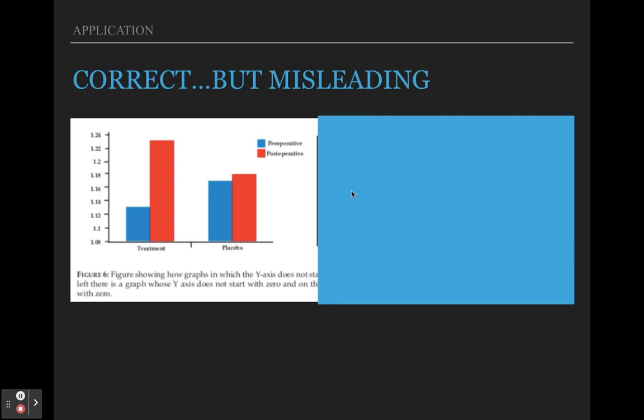Here's a bad graph. Here's something that's correct but misleading. I stole this out of a real research article. So you've got treatment versus placebo. Those are categories. And then you've got a bar for preoperative score and a bar for postoperative score. The first negative here is we don't have a title. And we don't have an axis label here. So we don't know what these numbers represent.